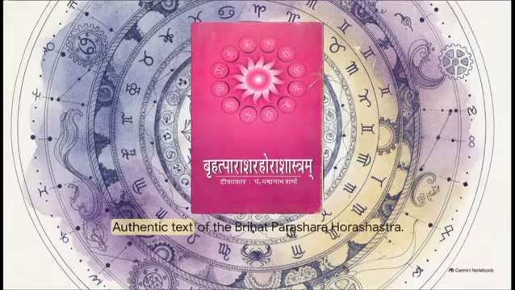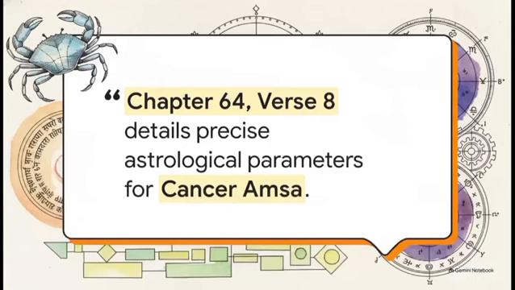To make sure we're maintaining absolute documentary rigor, we are anchoring our entire analysis directly in the authoritative edition of the Brihad Parashara Shastra. We aren't relying on hearsay or generic summaries here. We are grounding every single point in preserved, historical, textual knowledge. If you reference page 837 of the text, you'll find chapter 64, verse 8. This specific verse establishes the exact astrological parameters for the Cancer Amsa and the Kala Chakra Dasha.